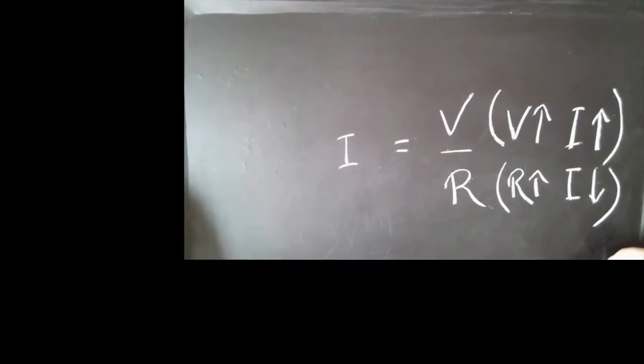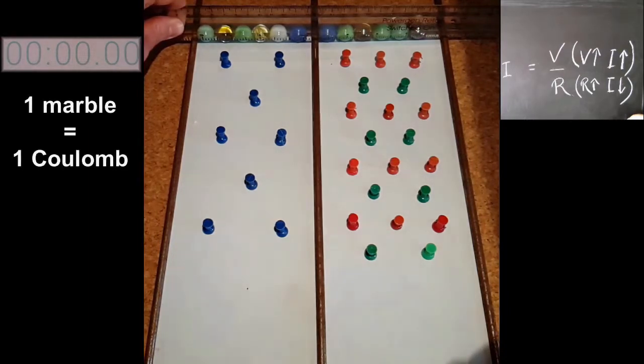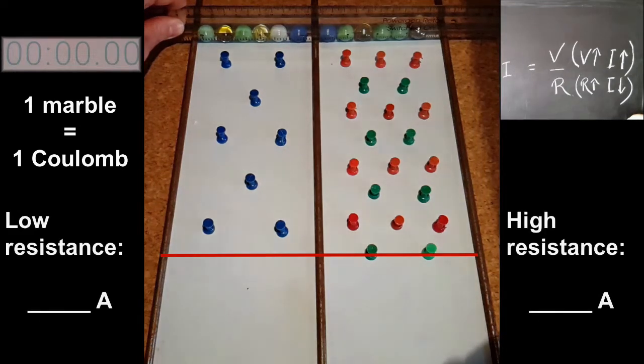So let's try measuring that current. For this, we're going to need to use a stopwatch. And we are going to count every marble as being equal to 1 coulomb of charge. And we're going to count how many marbles passed beyond this line in the first second. And that'll give us how many coulombs per second past that point. This will give us a value in amps for the low resistance and the high resistance wire. Remember there are 6 marbles on each side.